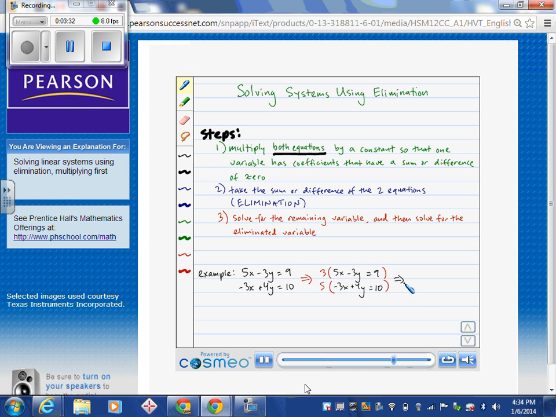Welcome back. Let's see what you got. So here, we're going to get the following. 15x minus 9y is equal to 27. And here we're going to get a negative 15x plus 20y is equal to 50. Now, what are we going to do? We're going to take this new system that we have. There it is. I'm going to bring it right down here.